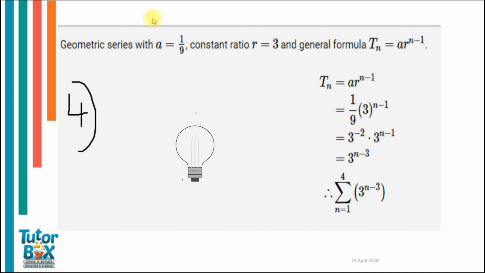Okay, so now I want to substitute the values that we got for A and for R, right? Because remember, this Tn, the general formula or the general term, is the one that we put after our summation, right? So Tn will be equal to ARn minus 1. This will be equal to our first term, which is 1/9. The R there is 3 raised to the power of n minus 1, right? So this will be equal to 1/9. I can change this. It will be 3 to the power of minus 2.